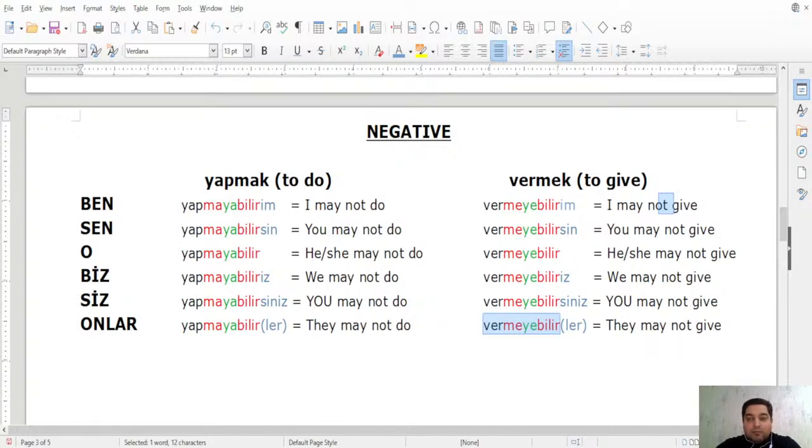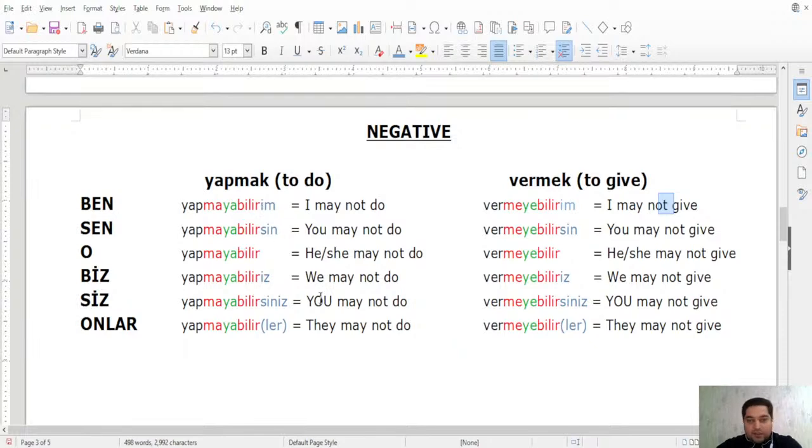Okay, so again, be careful. When we talk about the negative of can versus may, they are different. Okay, ability is expressed as, for example, yapamam, gidemem, sevemem, göremem, and so on. While when we talk about possibility, we say yapmayabilirim, vermeyebilirim, görmeyebilirim, sevmeyebilirim, right? Gelmeyebilirim, I don't know, whatever it is. So the most important difference between may and can is in the negative, because affirmative are same. Okay, for both affirmative is same.